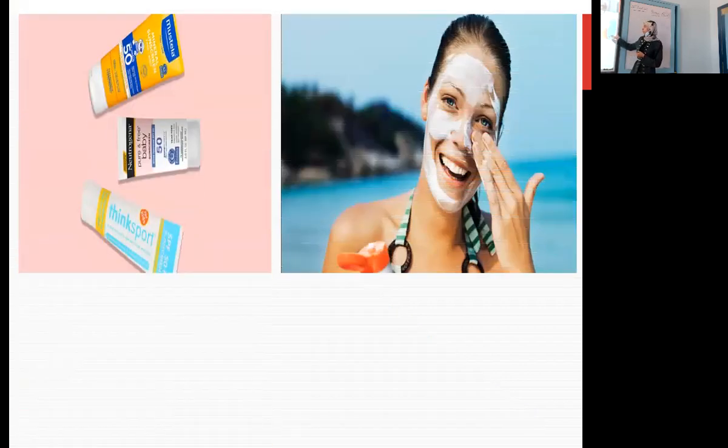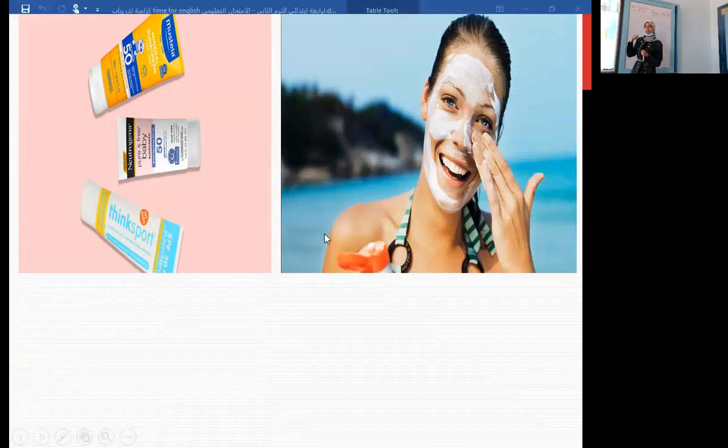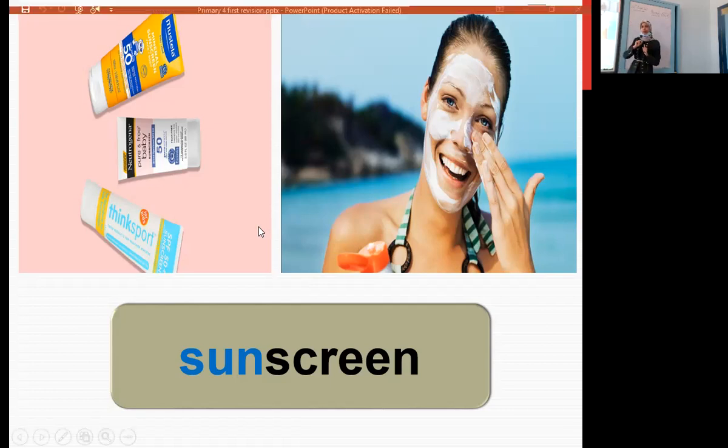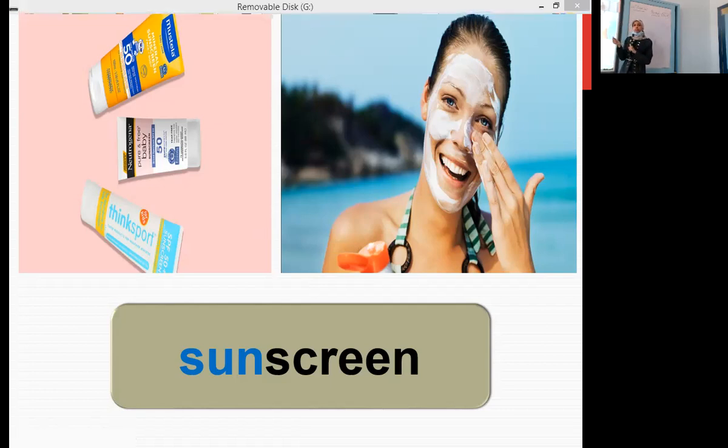And what is this girl doing? Yeah, of course, she is putting sunscreen on her face. So this is called sunscreen. Sunscreen is something that we can buy from the chemist in order to protect ourselves from the sun. We can put it on our face, our hands, or even on our body. So the word sunscreen is a compound: sun, because it protects us from the sun, and screen.